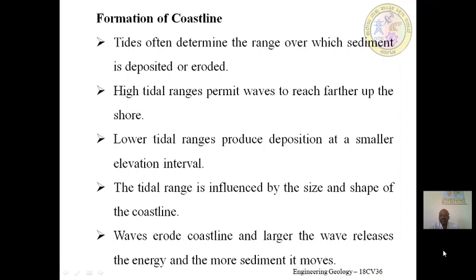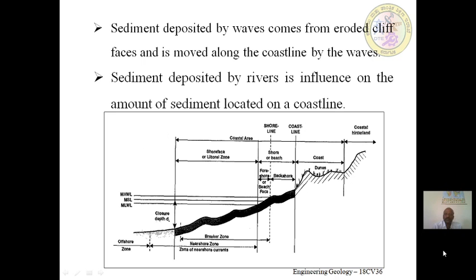Waves erode the coastal line, and the larger the wave, the more energy it releases and the more sediment it moves near to the land. Sediment deposited by waves comes from eroded cliff faces and is moved along the coastal line by the waves. Sediment deposited by rivers influences the amount of sediment located on the coastal line. So coastal islands, coastal dunes, coastal line and shoreline are the terms of coastal lines.